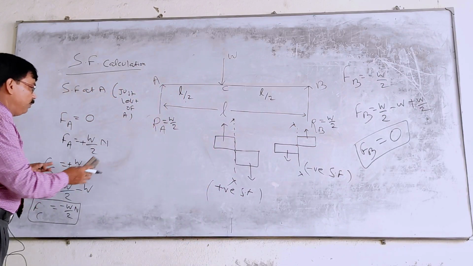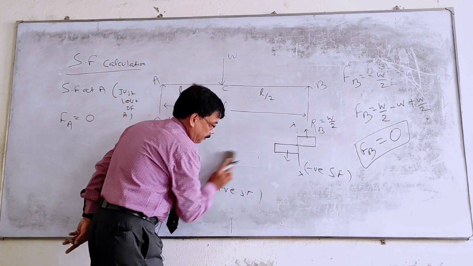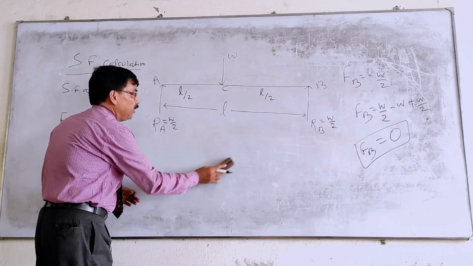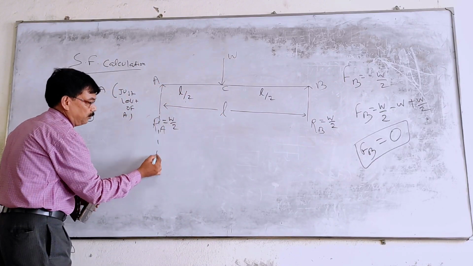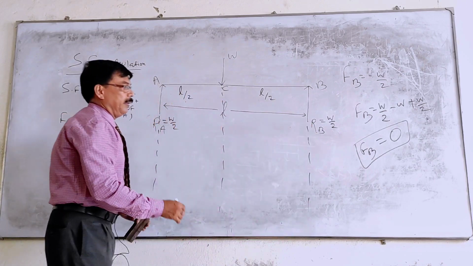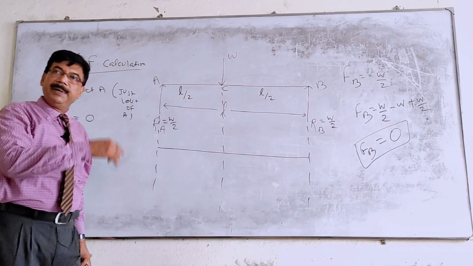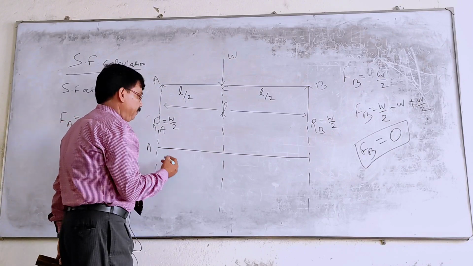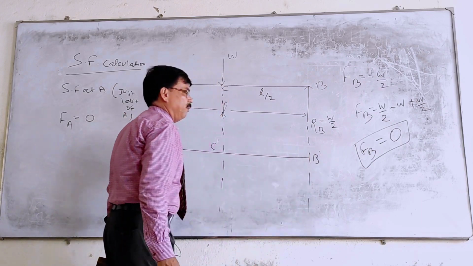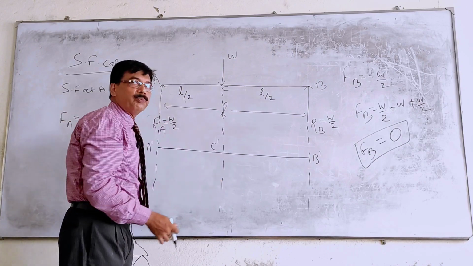So now draw the diagram. Now see the diagram of shear force. Draw a vertical line and then draw the baseline. Name it the same. This is A. Name it A dash, C dash, B dash, or anything else, but corresponding A to A, C to C, B to B.